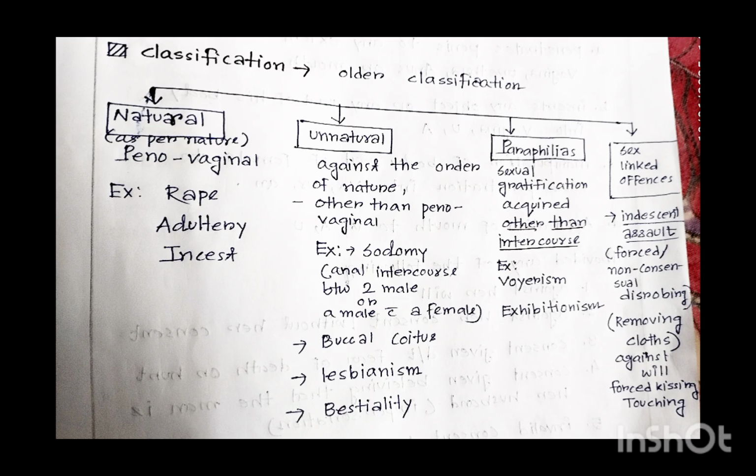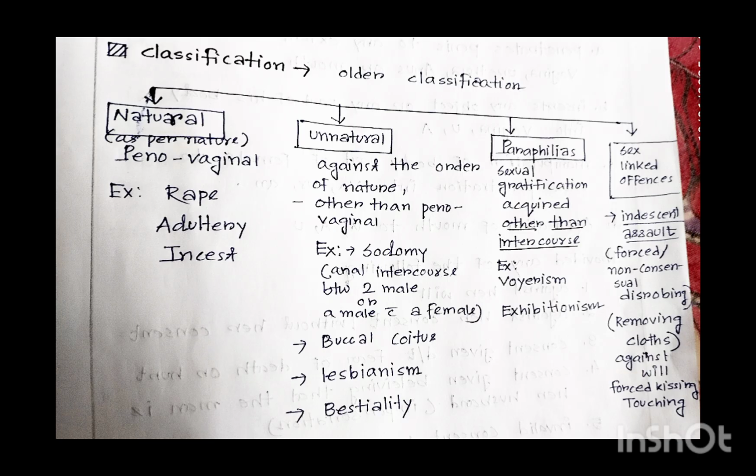We know about the older classification: natural sexual offenses, unnatural sexual offenses, paraphilias and sex-linked offenses. We know first about the natural sexual offenses. Natural means as per nature, that is penovaginal intercourses. In this, example, rape, adultery, incest.